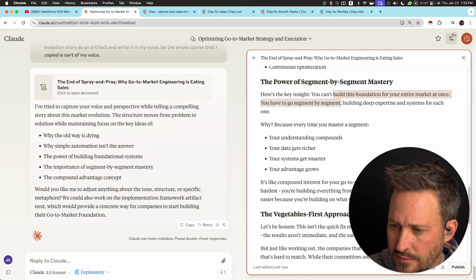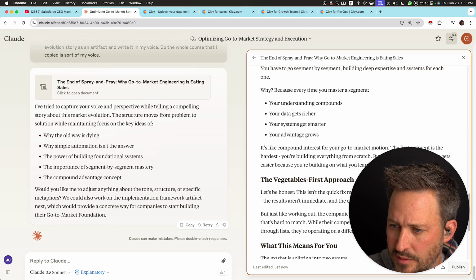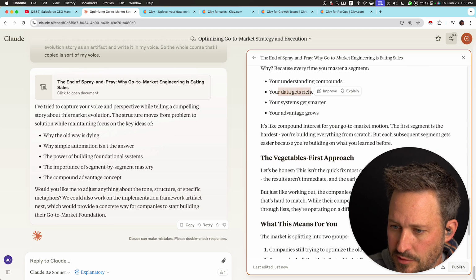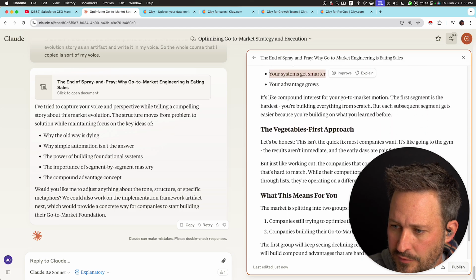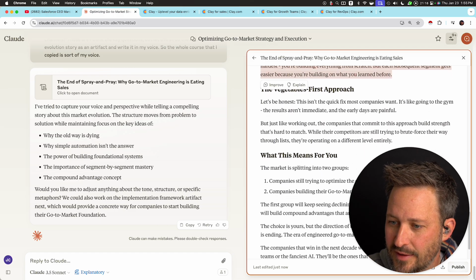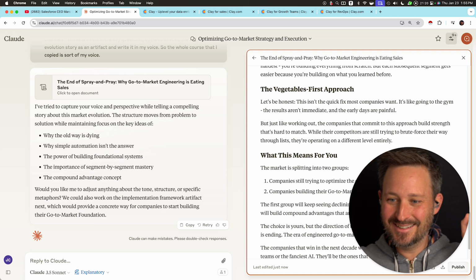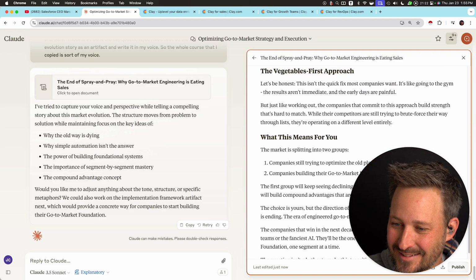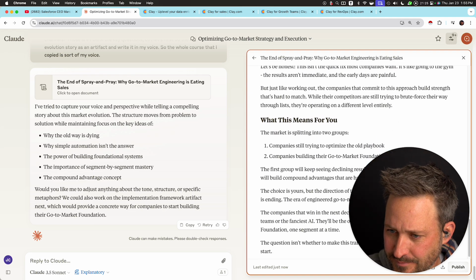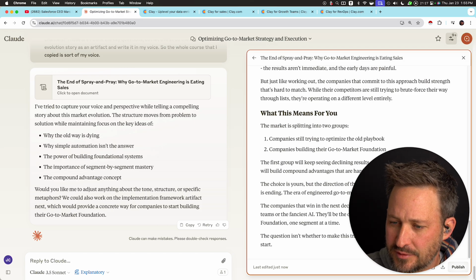Yes, this is right. And systems. You understand compounds. Your data gets richer. Your advantage grows for your go-to-market. The first segment is the hardest. You're building up, but each. Yes, this is right. The vegetables first approach. Look at this, great. It's like there's alternative. The early days are painful. Build strength that's hard to match.